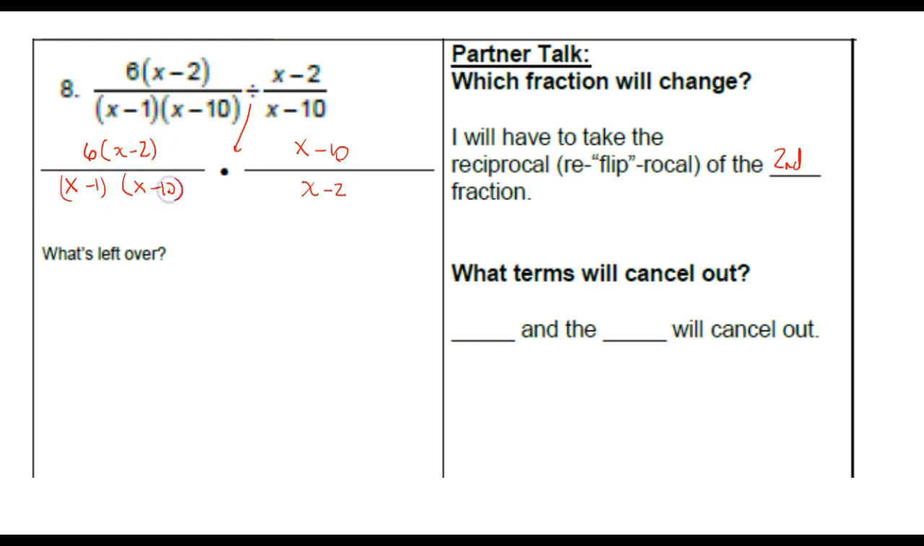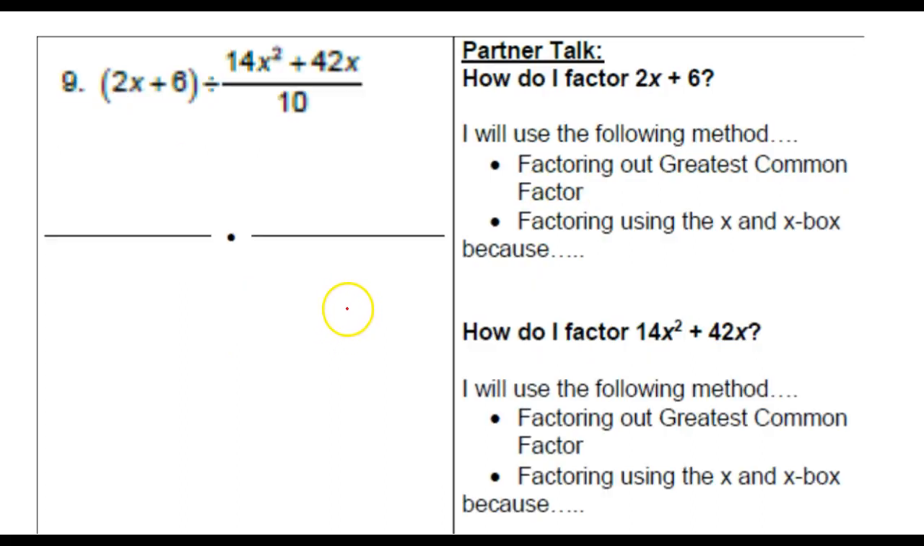Alright, and they look to see what terms cancel out. Now for them, they noticed that x minus 2 and x minus 2 will cancel out, and x minus 10 and x minus 10 will cancel out as well. And what they found to be left over was 6 in the numerator's position and x minus 1 in the denominator's position. Continuing on, I wanted them to practice, how do I factor?